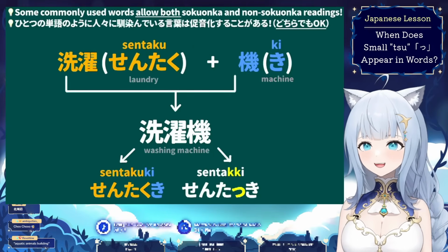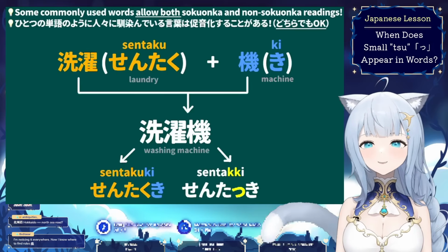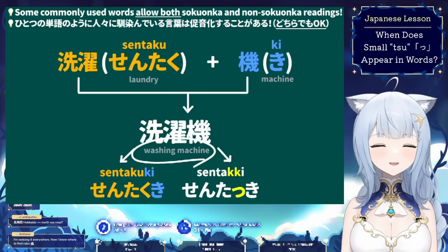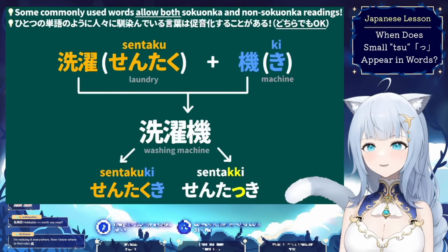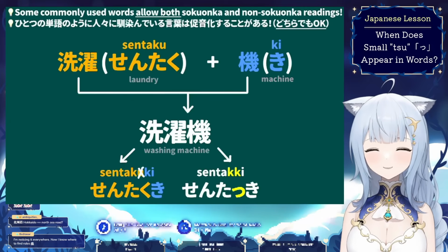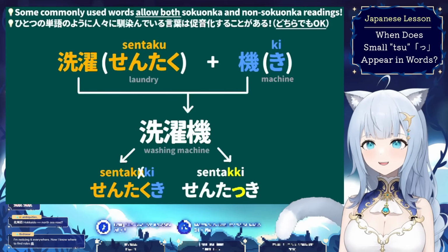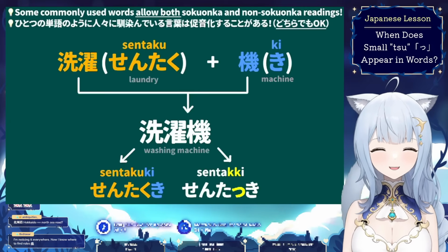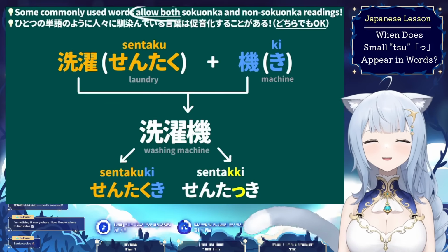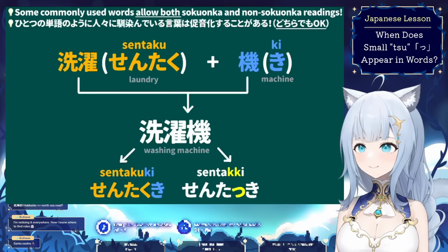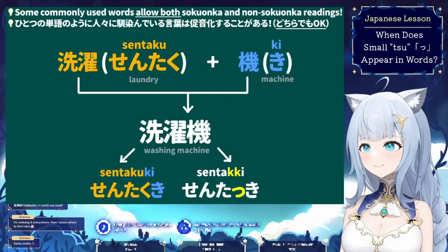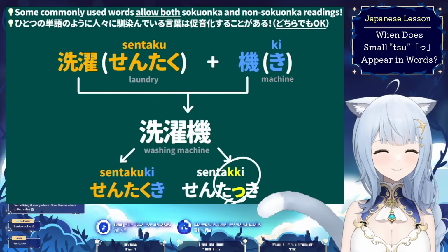This is the last slide. 洗濯 means laundry, and 機 means machine. So it's washing machine. But you can read this as sentakuki, and actually this is also the devoiced sound. So it's 洗濯機, or 洗濯機 with small tsu. But I love both. Either is fine. Same meaning, same nuance, but just different sound. I always use small tsu.